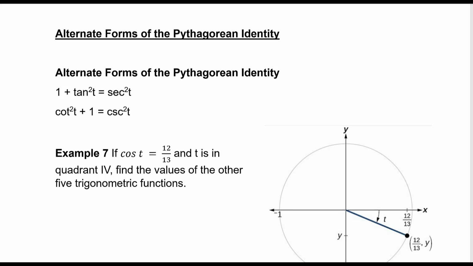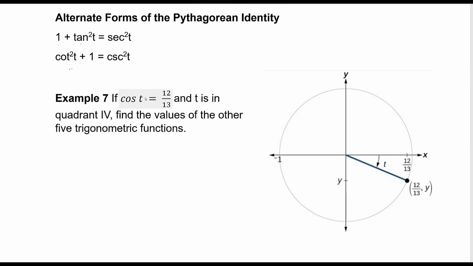Now we're going to talk about alternate forms of the Pythagorean identity. Just remember from earlier, I forget which section it is, we had sine squared t plus cosine squared t equals 1. If you divide everything by sine squared t, you get 1 plus tangent squared t equals secant squared t. If you take the original and divide everything by cosine squared t, you get cotangent squared t plus 1 equals cosecant squared t.